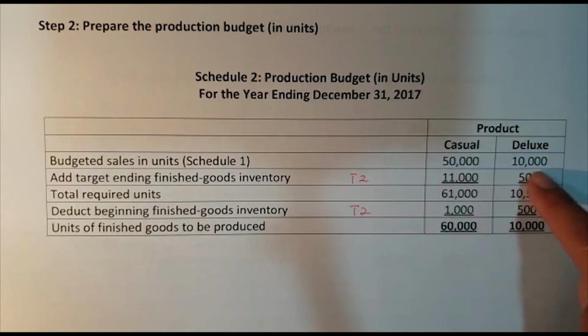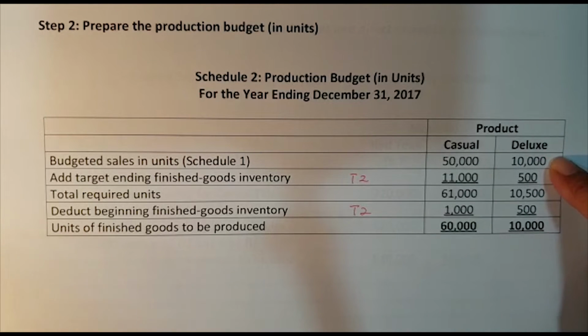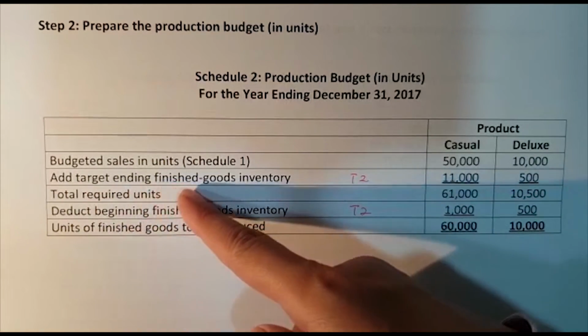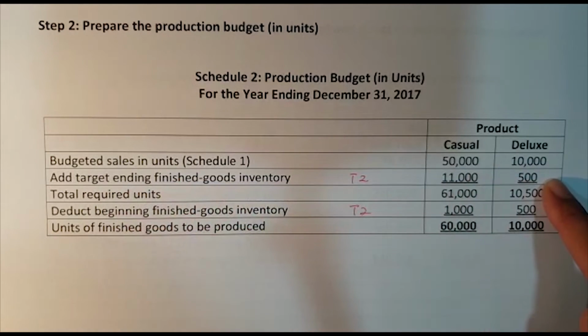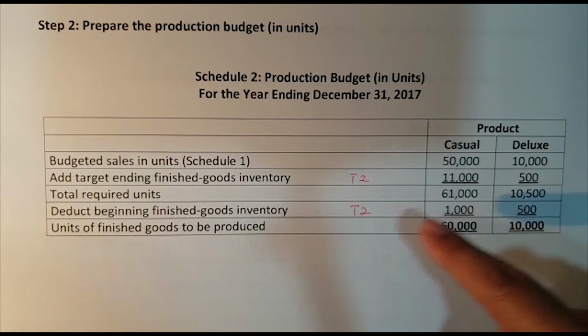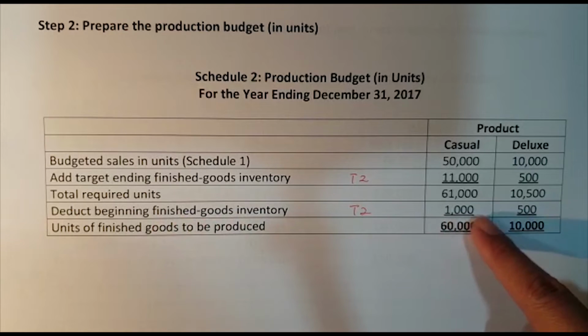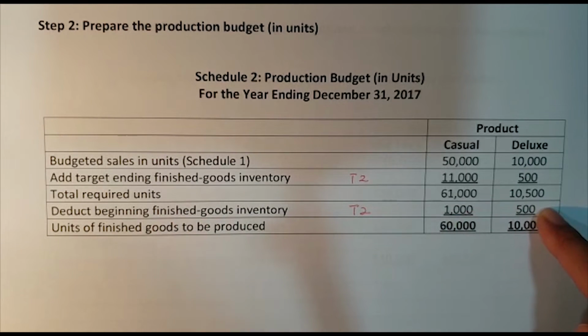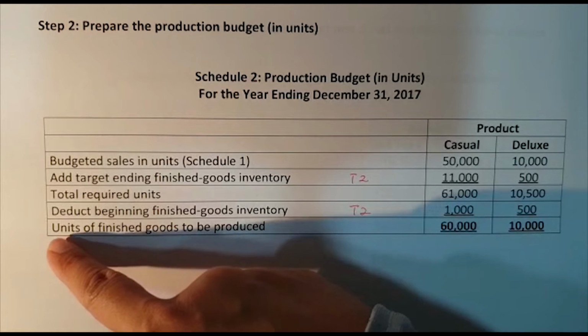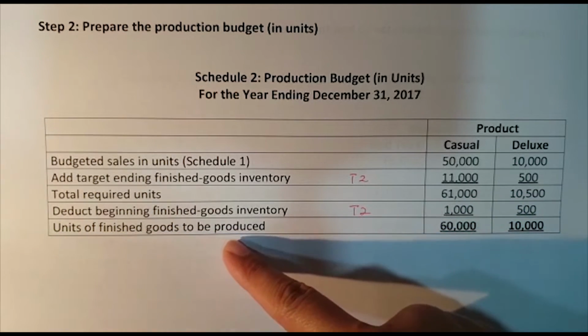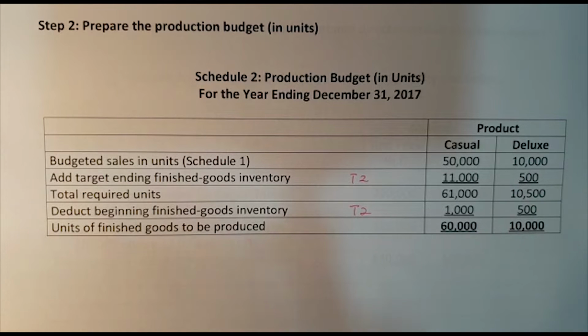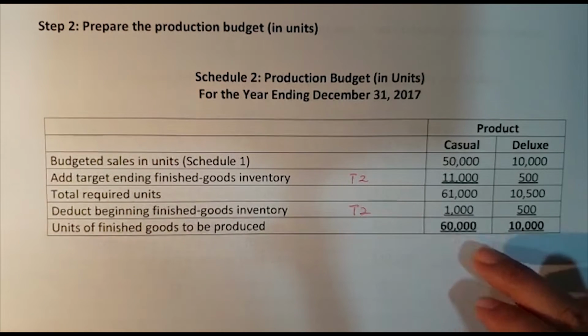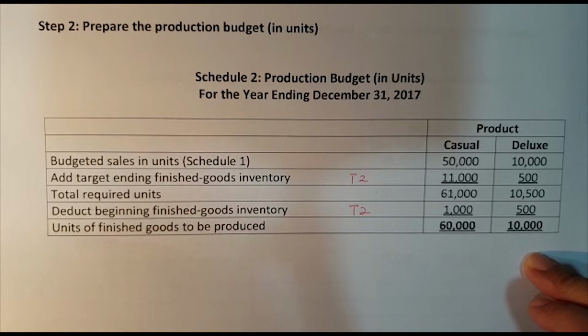Basically this information is also from table 2 that has been given before in the question section. We have to add the target ending finished good inventory of 11,500 here. For total required units, we add both, and we deduct the beginning finished good inventory of 1,500 here. After we calculate the units of finished goods to be produced, it means that the quantity of products we are going to produce is 60,000 units for casual and 10,000 for deluxe.